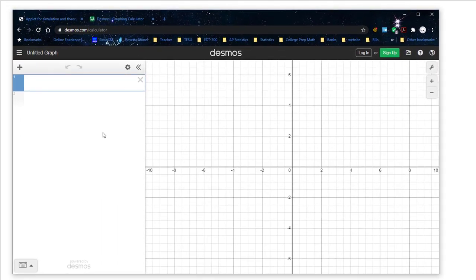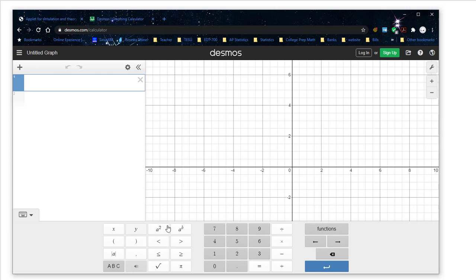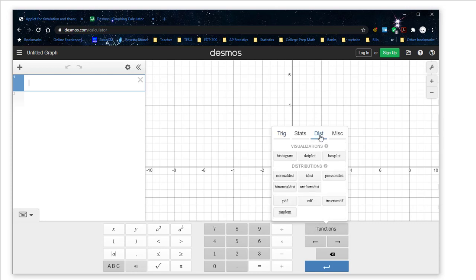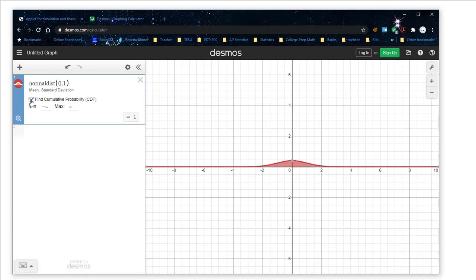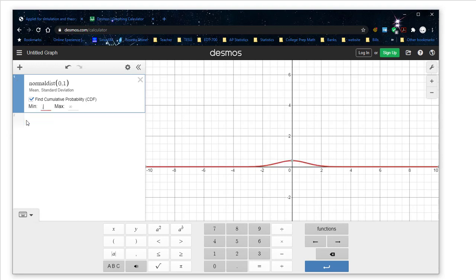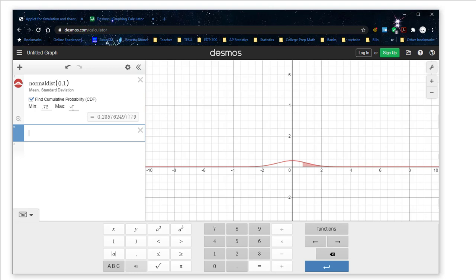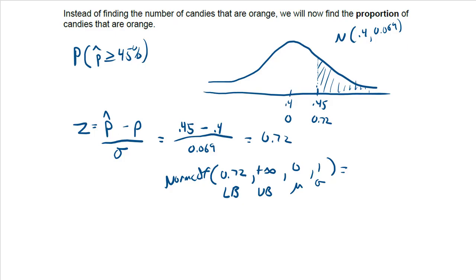If we do this on the Desmos Calculator online, go to your functions, go to distributions, and we're going to do normal distribution. Again, for your mean and standard deviation, you can do 0, 1, the easiest way to do it. Find cumulative probability. Our minimum was 0.72, and our max is positive infinity. Just hit enter, and it automatically calculates the max. So you should get 0.2358.